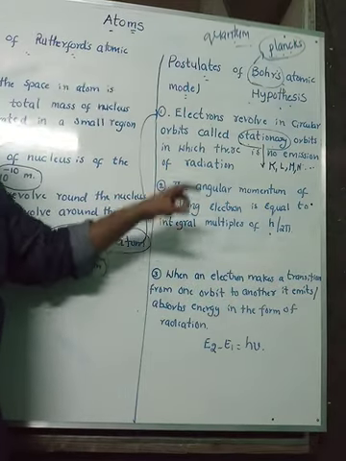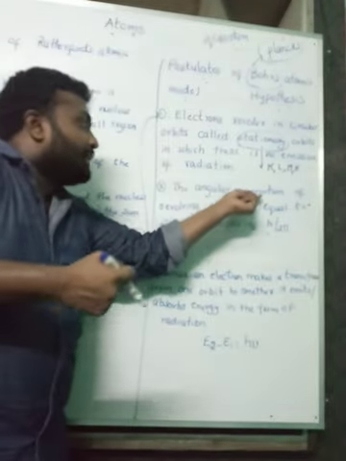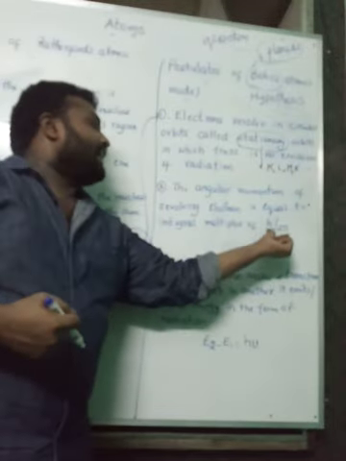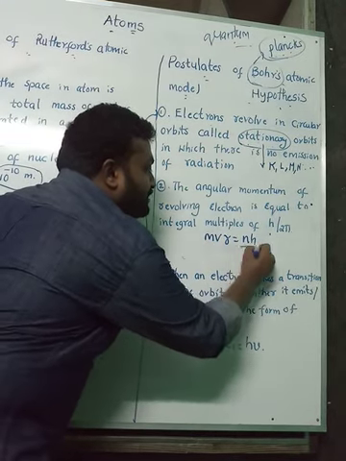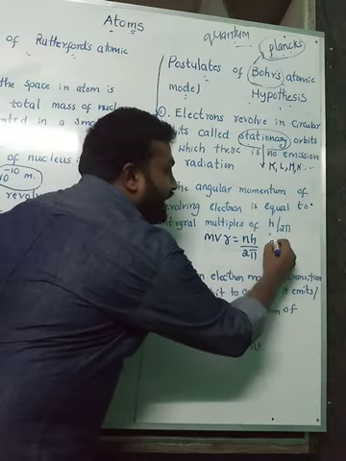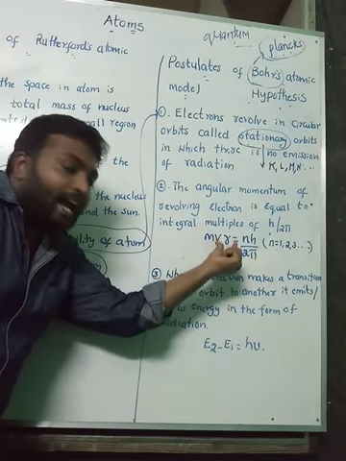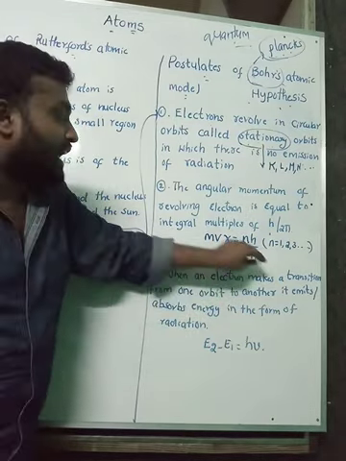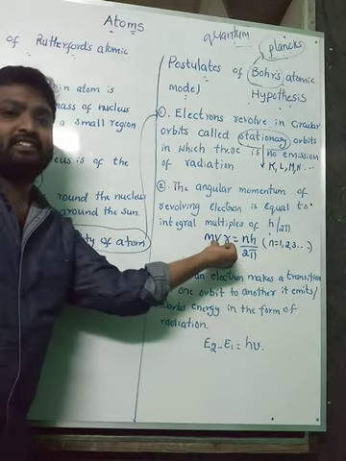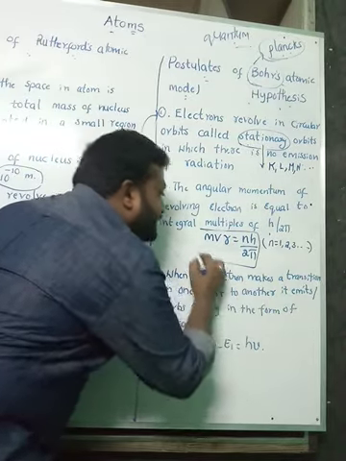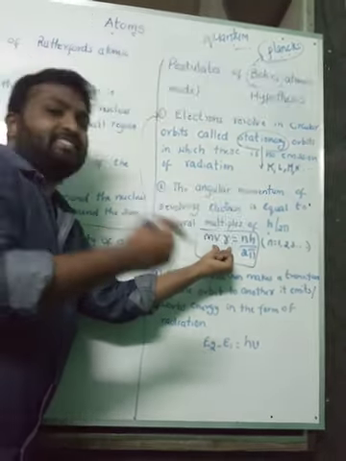We know that any particle in circular motion should possess angular momentum. That angular momentum possessed by the electron is equal to integral multiples of h by 2 pi. That is, mvr equals nh by 2 pi, where n equals 1, 2, 3 and so on. If the angular momentum is neither greater nor less than nh by 2 pi, then it does not lose energy. Because of this condition, the electron revolving in these circular orbits is not emitting or losing its energy.